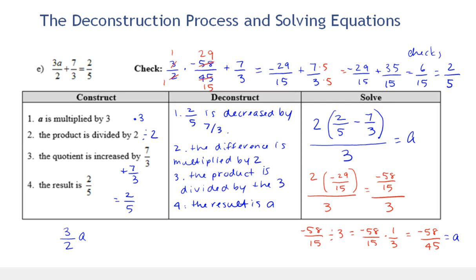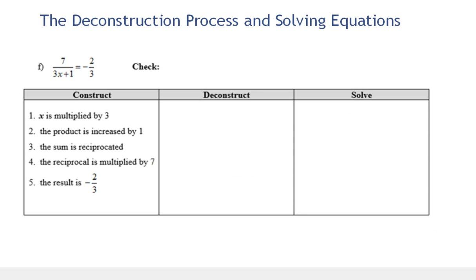Okay, last one. Here we have a reciprocal, so we'll get to see how we solve this by reversing a reciprocal by reciprocating again. We're going to multiply by 3, increase by 1, reciprocate. I'll just put 1 over x for the reciprocating. Multiplying by 7, and the result is negative 2/3.